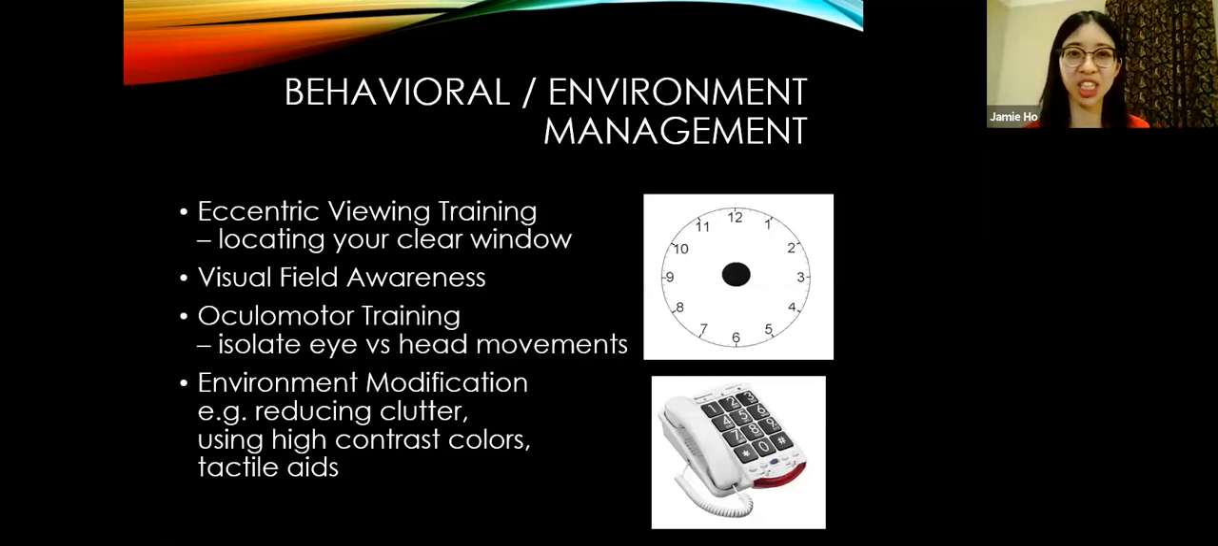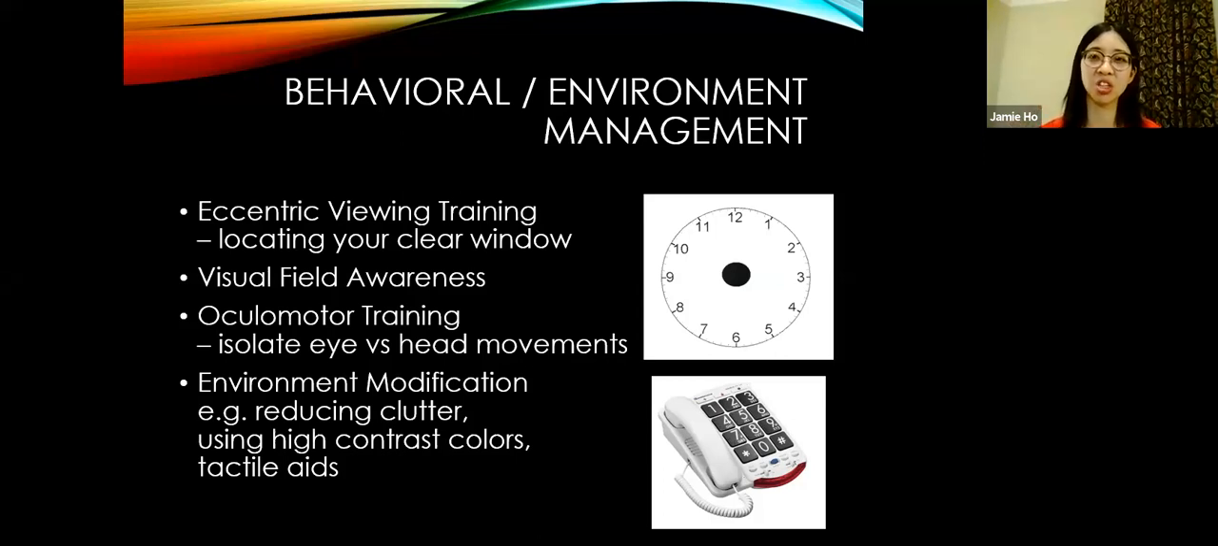Okay, so the last section is behavioral and environmental management. So eccentric viewing training, just to give you an example of what we do for low vision training. You see I have a clock here, and on the clock there's a big black dot in the center. I tell the patient there's a dot in the center and there's a traditional clock, and I tell them to look where they think the center is. Remember, some of them have scotomas, or I sometimes put their finger there. And they look at the clock and they'll tell me, you know, Dr. Ho, number 12 is gone, but number 3 looks really good. And I say, okay, that is your clear window.